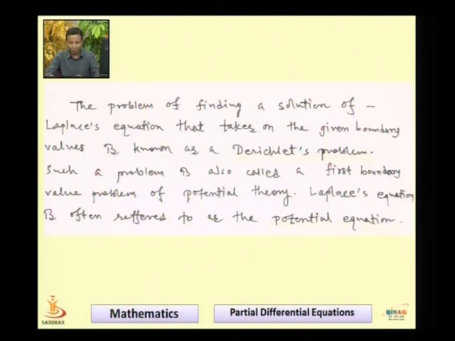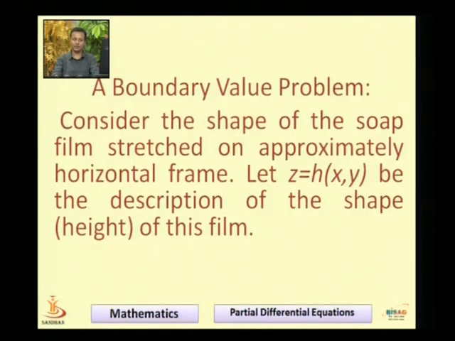Now this is important. The problem of finding a solution of Laplace's equation that takes on given boundary values is known as Dirichlet's problem. Such a problem is also called a first boundary value problem of potential theory. Laplace's equation is often referred to as the potential equation. Now we consider a boundary value problem.